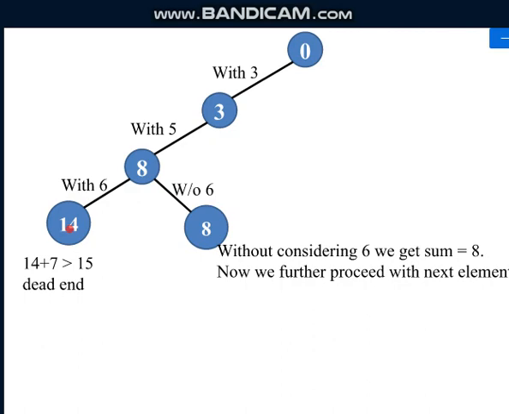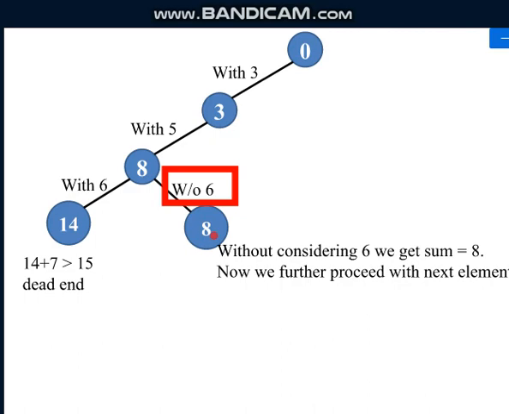If we consider the next element, obviously the next element is greater than 6, so you cannot consider that. So what we do is we exclude 6. This is what it tells: without considering 6, we proceed. Now if we don't consider 6, again the sum is equal to 8 only.